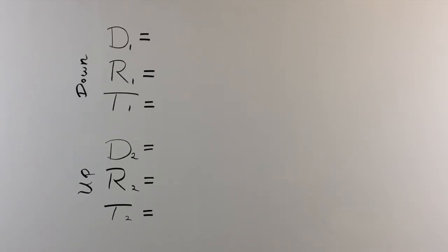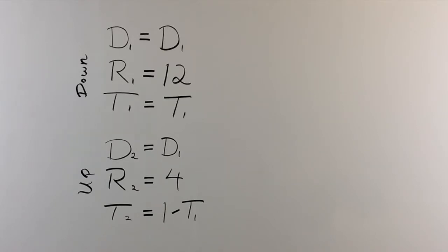So D1 equals D2. And for both of our slots there, you can put D1 or you can put D2. It doesn't matter. Let's just put D1. And they gave us the speeds. R1 equals 12 and R2 equals 4. And that kind of makes sense. Going downstream, you're going to go a lot faster than when you paddle back upstream. And for T2, we're going to say 1, that is 1 hour minus T1. And for T1, we're just going to put T1.